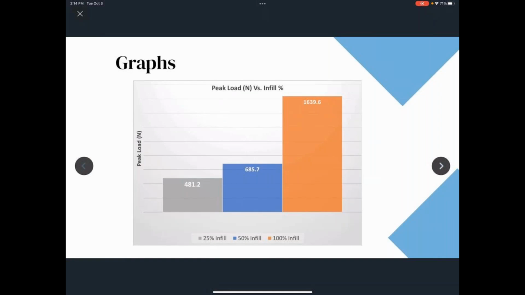Additionally, the peak load versus the infill increased as we increased the infill percentage. For the 100% infill, the peak load was approximately 1,639, for the 50% it was 685, and for the 25% it was 481. So it increased as we increased the infill percentage.